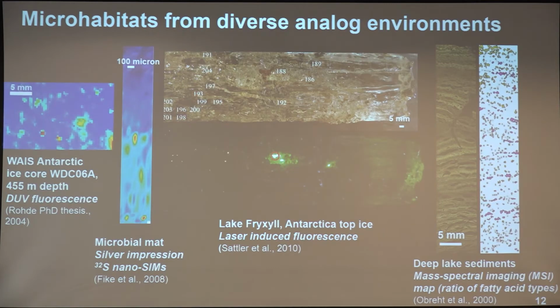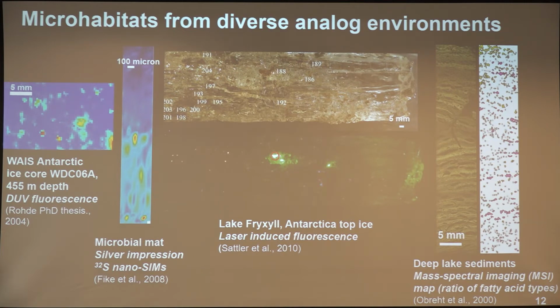We looked in the literature, and it turned out that this is sort of a recurring theme. So here are some other images using other different techniques. One of the ones that repeats often is deep UV fluorescence. It works really well at this sensitivity and scale. But there are other techniques as well, such as using nanoSIMS with a silver plate pushed up against it to look at sulfur isotopes, using mass spectral imaging of some deep sediments, and again, laser-induced fluorescence with a different wavelength. And you see this repeating theme of spots.